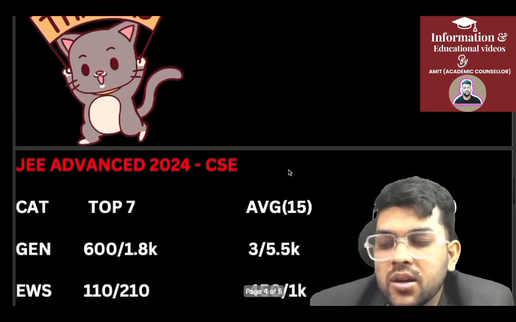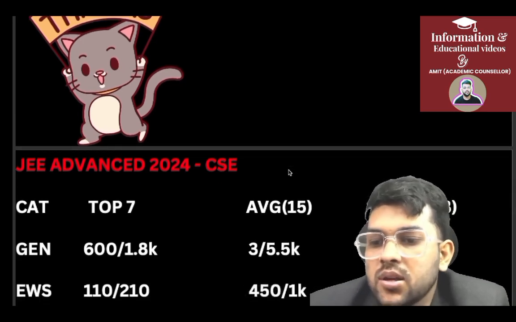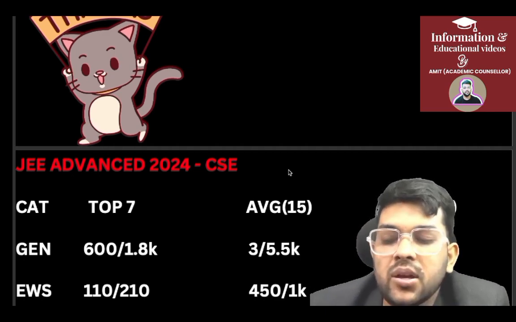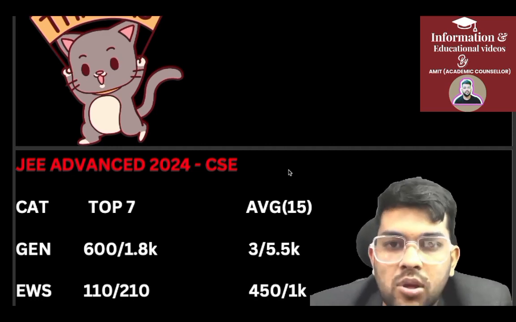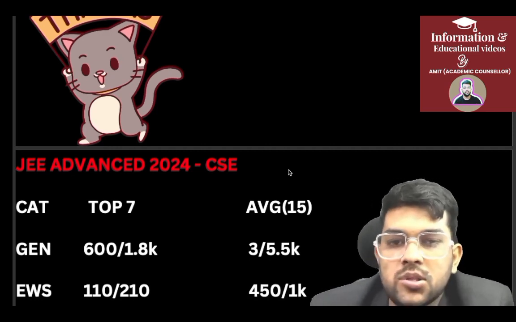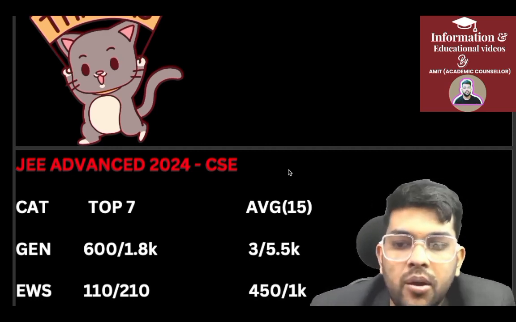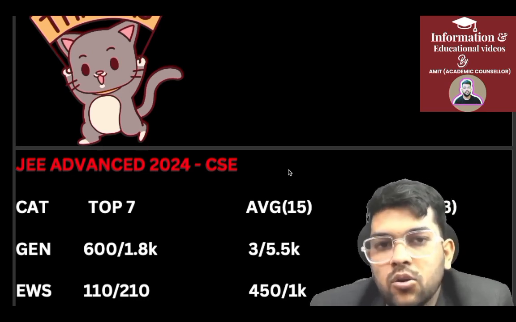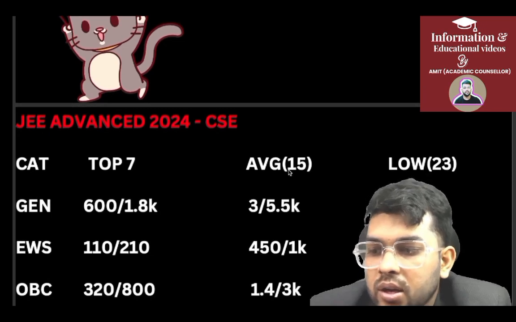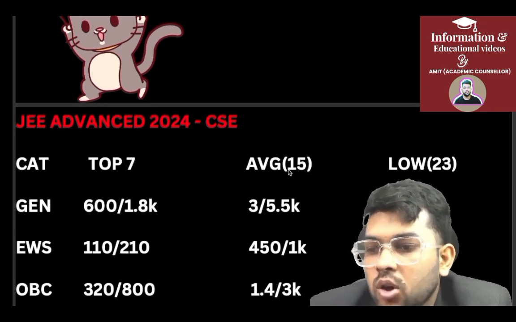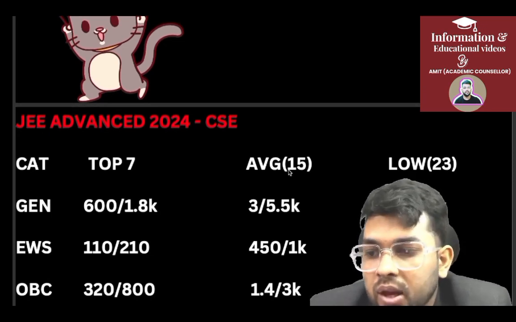For top 7 general, 601 and 8,000. For average, that is up to 15. Here IITs are grouped like top 7, top 15 and lower 23, the latter established in 2016. Some IITs were established in 2008, that is called top 15 or average IIT, and the earlier older IITs are the top 7 IITs. For EWS, 110 and 210, that is for top 7, the rank for male and female.